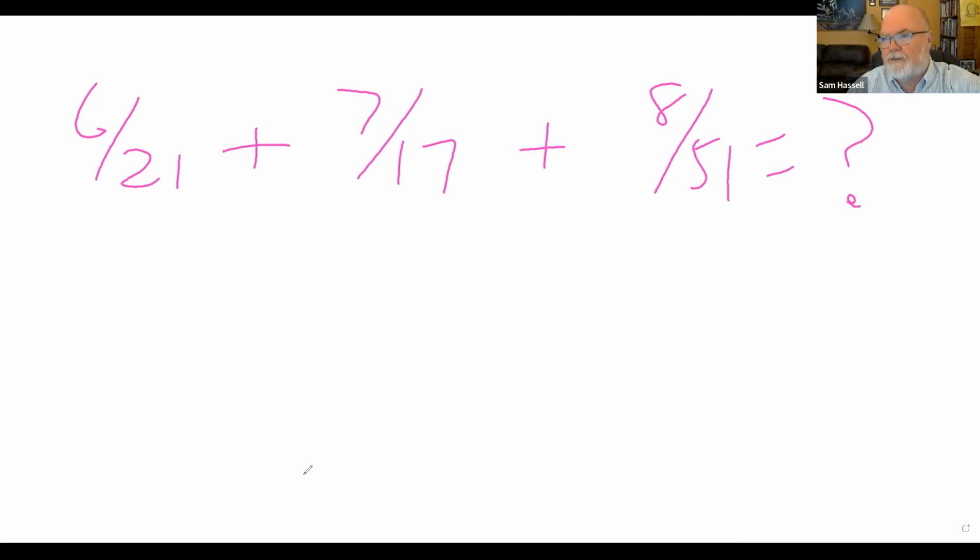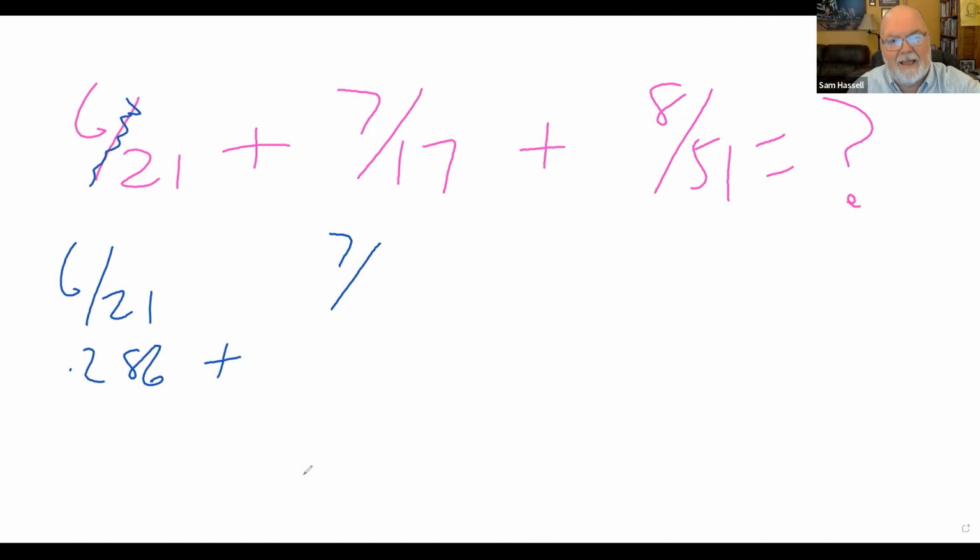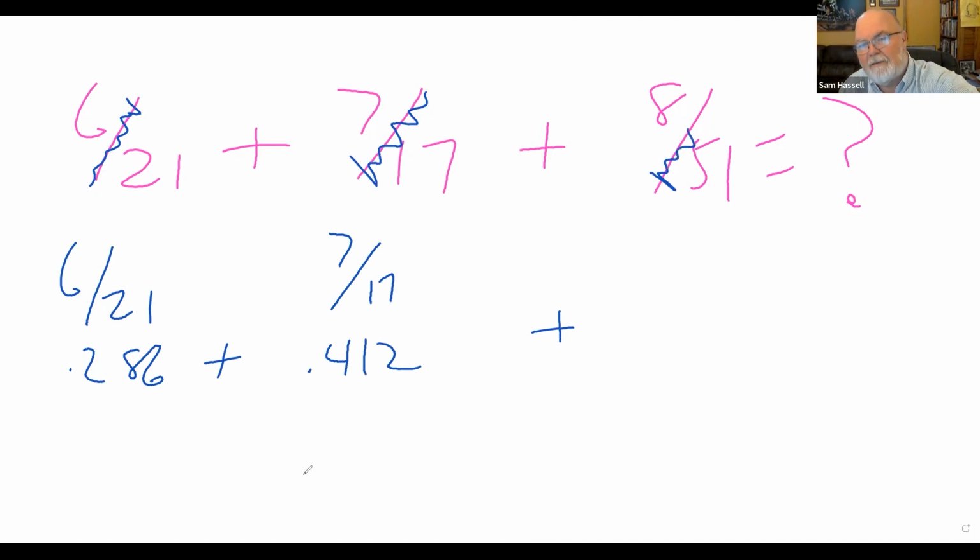Six 21sts only means 6 divided by 21, which is going to give us what? 0.286, plus 7 divided by 17. This line only means divided by. All right, 7 divided by 17, so that is 0.412, and 8 divided by 51. All right, 8 divided by 51, and that is going to be 0.157. All right, add it all together, it comes to 0.855.